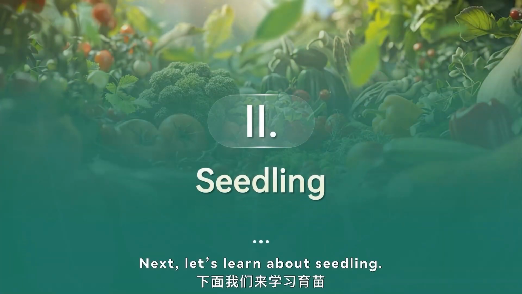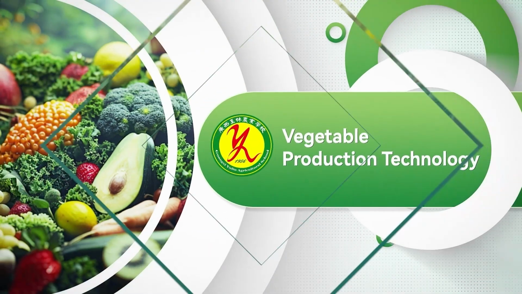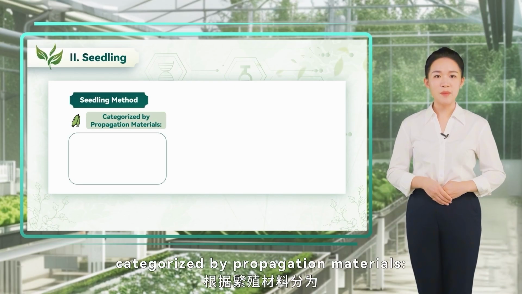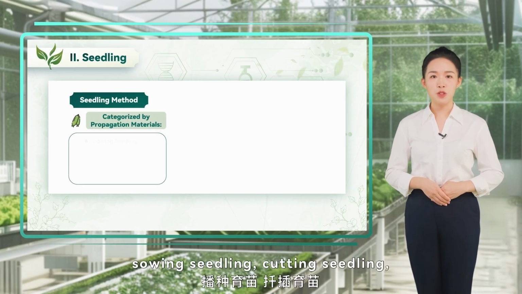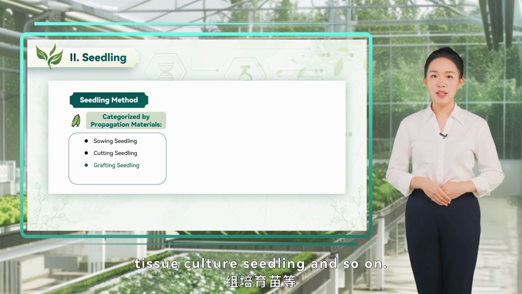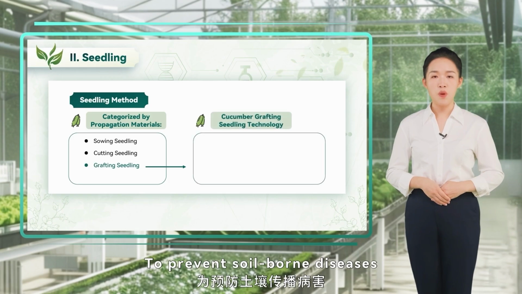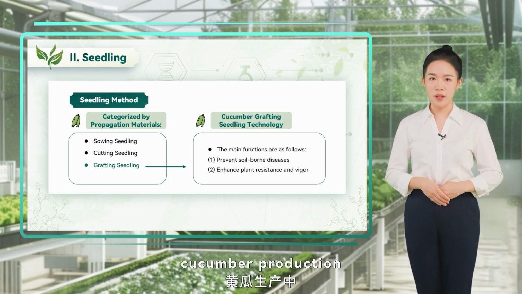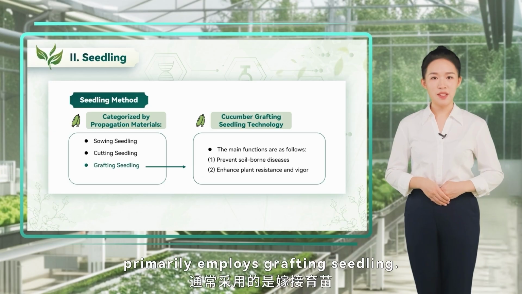Next, let's learn about seedling. Various methods of seedling exist, categorized by propagation materials: sowing seedling, cutting seedling, grafting seedling, tissue culture seedling, and so on. To prevent soil-borne diseases and enhance plant resistance and vigor, cucumber production primarily employs grafting seedling.